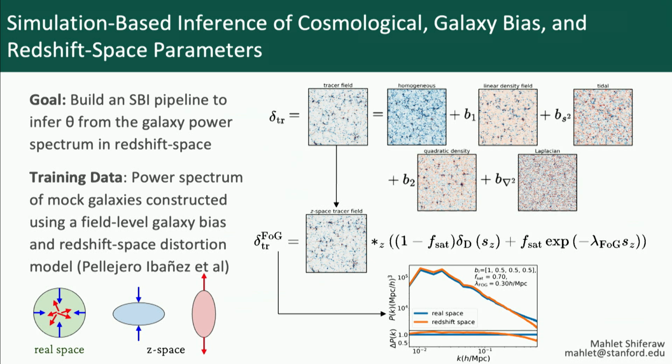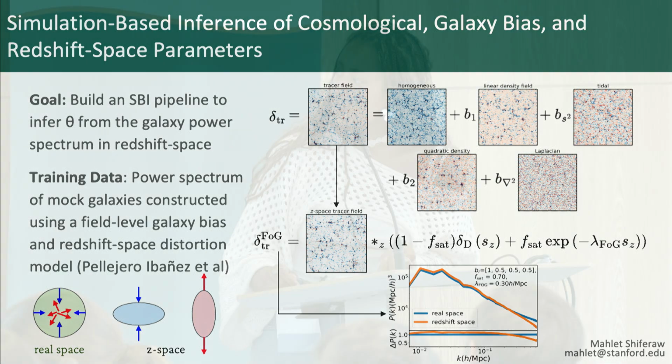So we use a galaxy bias model to construct our galaxies given a dark matter field, and then we use a specific redshift space distortion model and measure the power spectrum given these mock galaxies. So come by my poster if you want to chat about SBI, galaxy bias, or redshift space distortions.